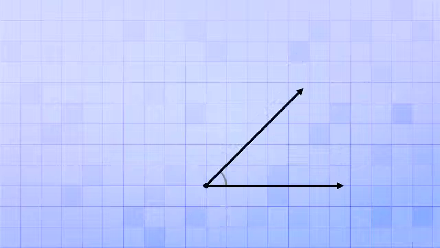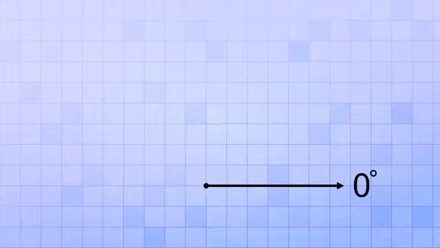Now before we go on, let's quickly review the important angles and regions that we've looked at so far. Our angle measurement is 0 degrees when the rays point in exactly the same direction.